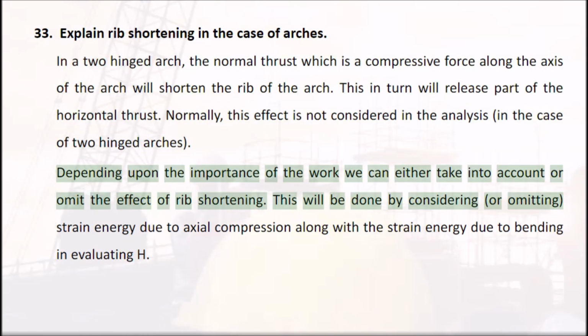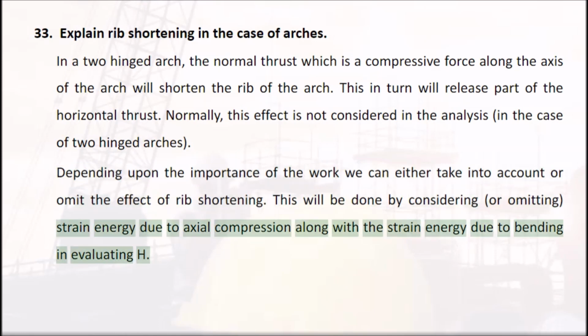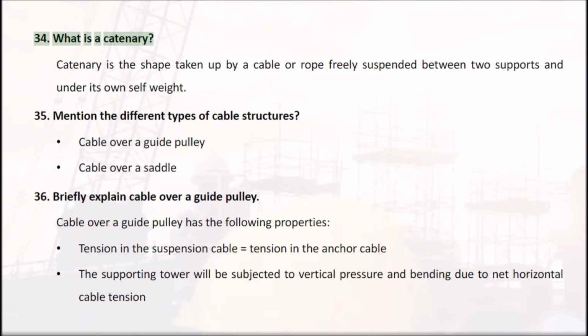Depending upon the importance of the work, we can either take into account or omit the effect of rib shortening. This will be done by considering, or omitting, strain energy due to axial compression along with the strain energy due to bending in evaluating H. What is a catenary? Catenary is the shape taken up by a cable or rope freely suspended between two supports and under its own self-weight.